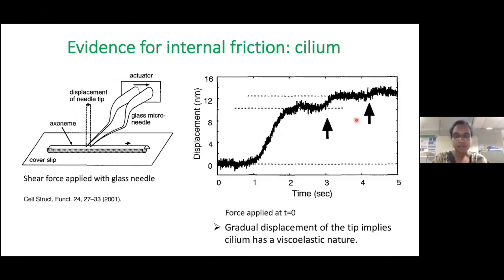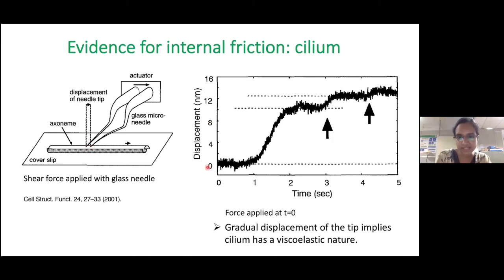There have been experiments which also looked at the response of a whole cilium, an inactive cilium, to shear. In this classic experiment, you lay down an inactive cilium on the coverslip, and then you come in with a micromanipulator with a sharp tip at one end, which is in contact with the cilia. Then you move the base of the needle with a certain displacement and measure the displacement of the tip.